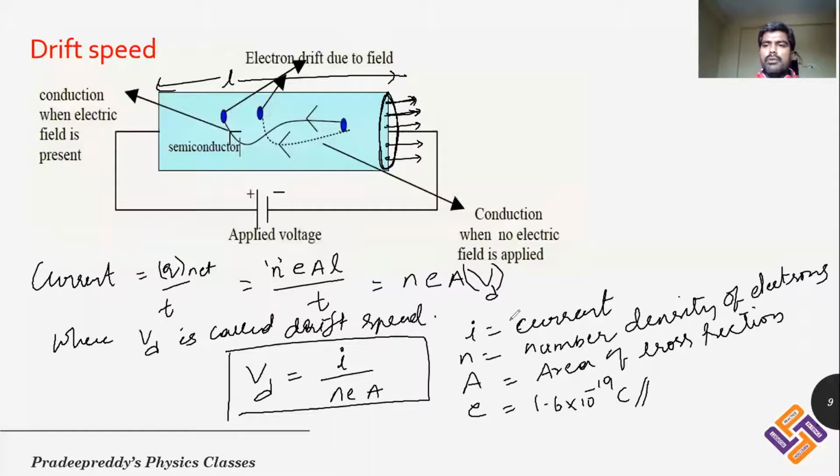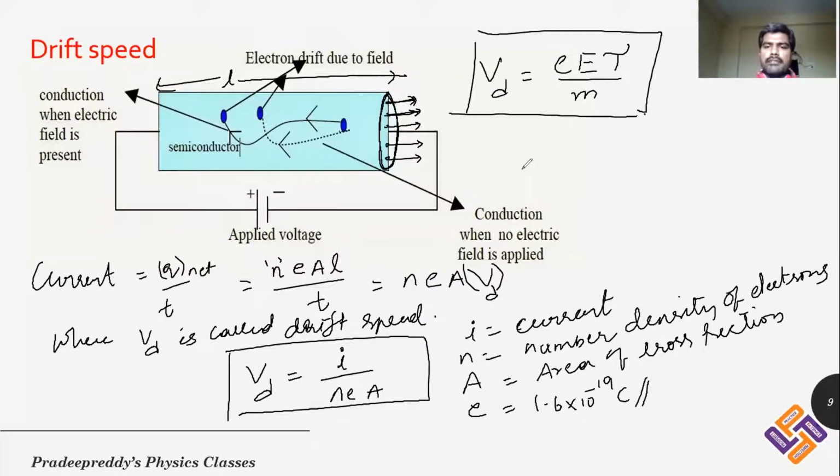So now we have got two equations for drift speed. The first one is Vd is equal to eE tau divided by m. And the other one is Vd is equal to I divided by NeA. This is one more equation for drift speed.